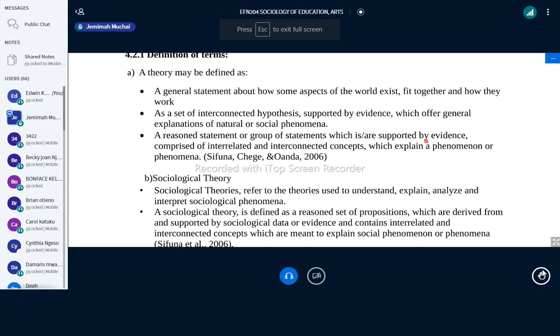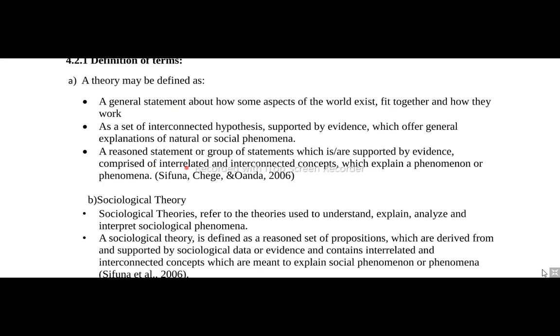Interaction with it, and then comprised of interrelated and interconnected concepts which explain a phenomenon or phenomena. So when we talk of phenomenon, it is singular; phenomena is plural. It is that which is experienced. For example, right now, there are some parts of our country that are experiencing famine. That is phenomena. Right now, from last year, we have been experiencing COVID-19.